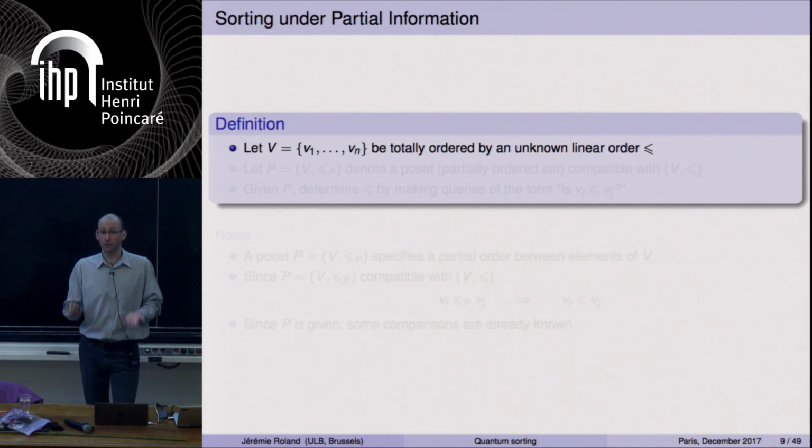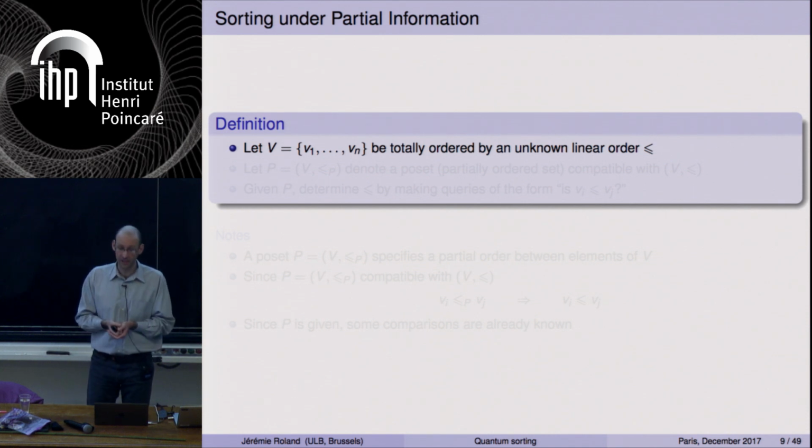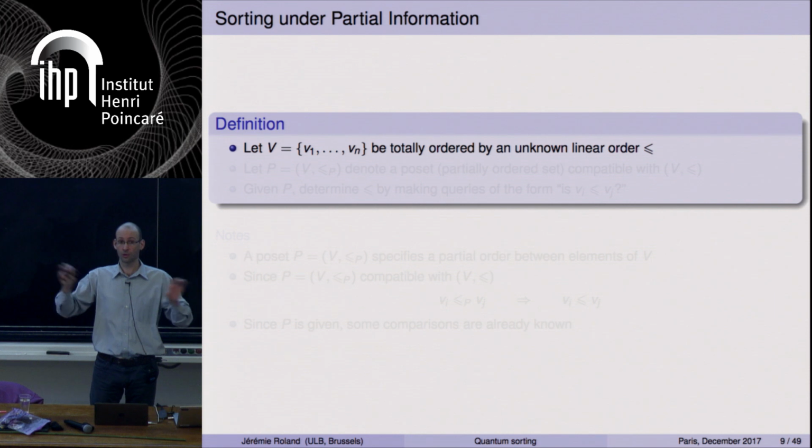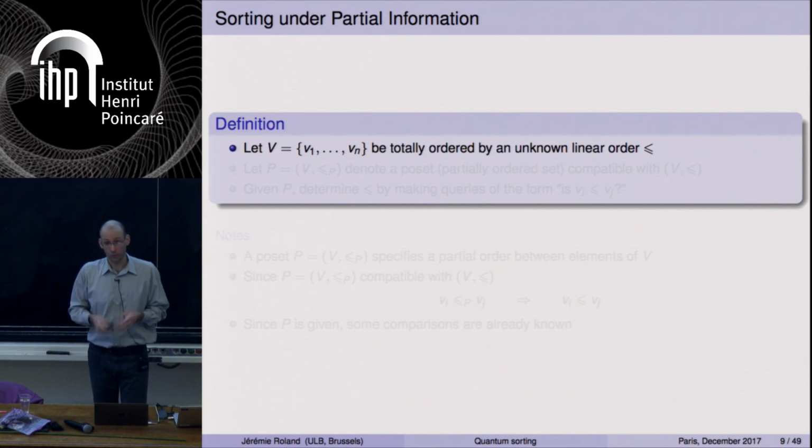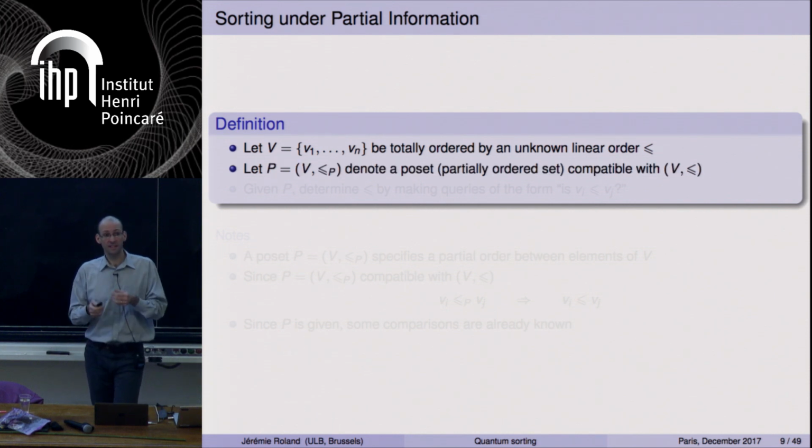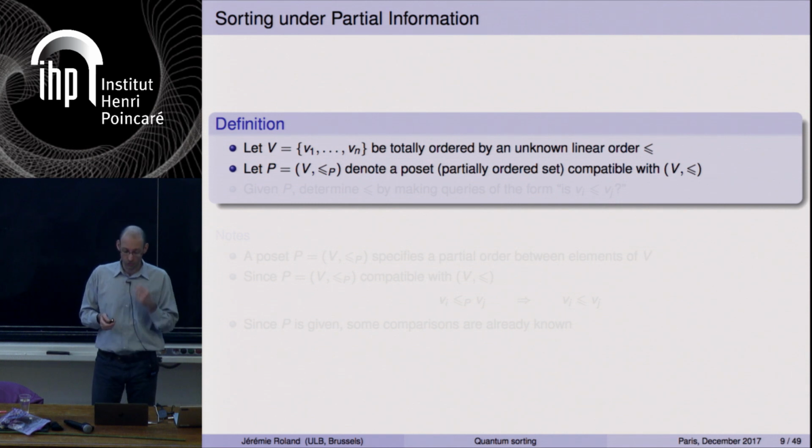So it's again a sorting problem. You have a set of elements which are totally ordered by some unknown linear order. So you know that there's some order for all these elements, and you want to sort them. But the difference now is that you're not given only the set, but this set is given to you as a partially ordered set. In short, it's called a poset.